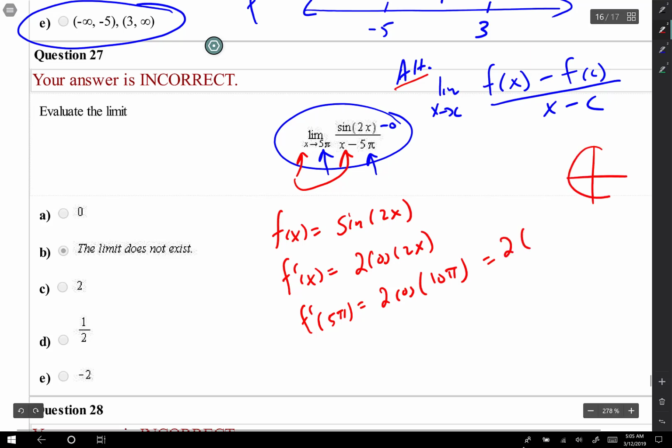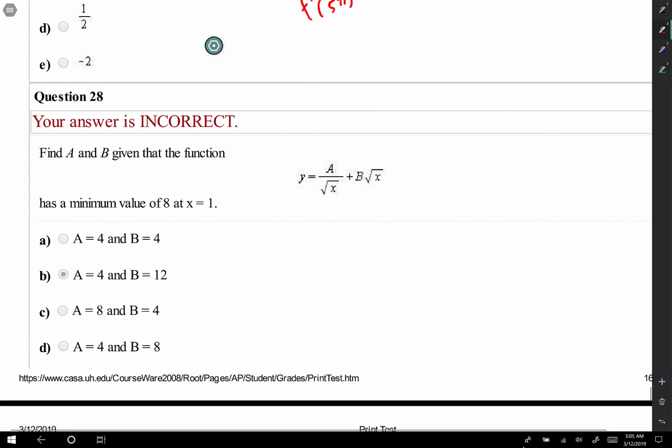If you think about the unit circle, the 2 pi's are always here, and those are always the even number. 2 pi, 4 pi, 6 pi, 8 pi, 10 pi. So cosine of 10 pi is 1. So 2 times 1 is 2. Yay.